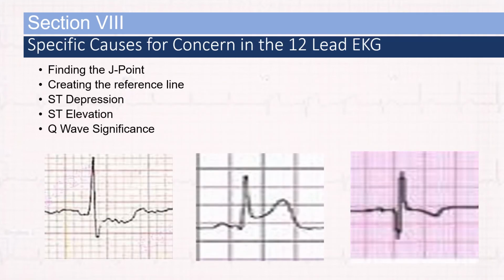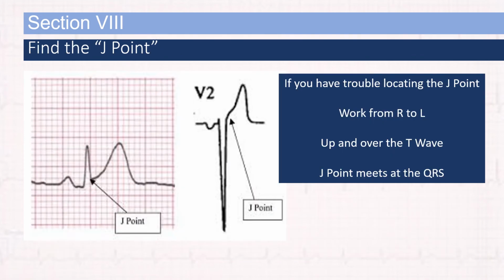In Section 8, we'll discuss some specific causes for concern in the 12-lead EKG. That includes ST depression, ST elevation, and Q wave. Before you can determine if there is ST elevation or ST depression, you need to determine where you are measuring from. That will be the J point. The J point can be found by going down the isoelectric line, up and over the P wave, over the QRS, or in this case, the RS, and the point where it abandons the QRS segment into the ST segment is the J point.